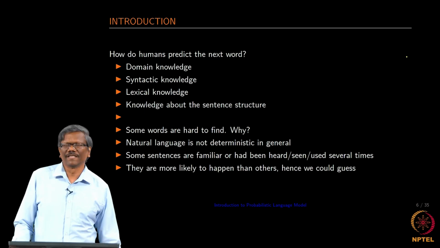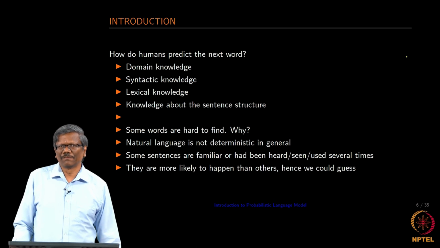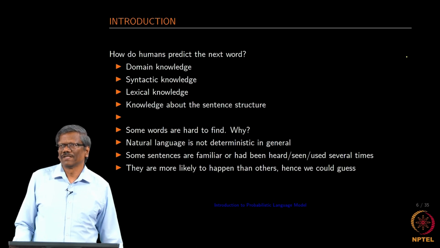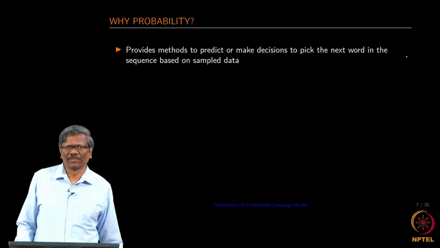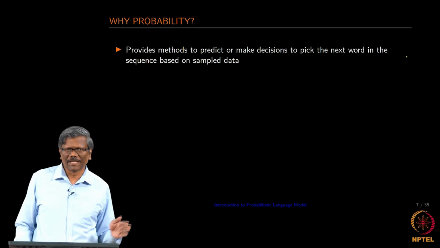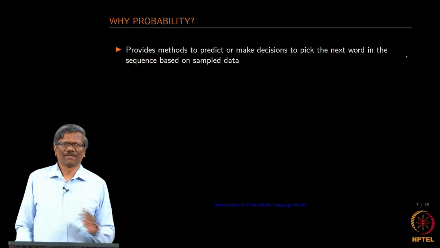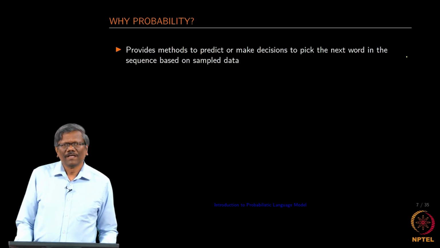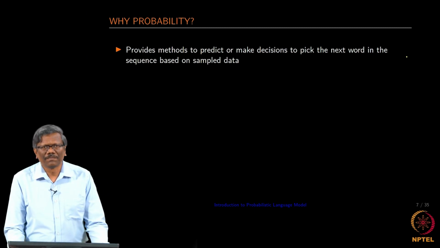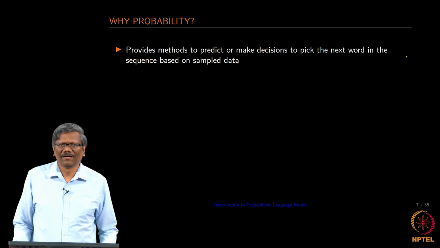So, these are the terminologies that we would continue to use from now onwards. I am not going to be getting into the details of the probability theory and so on. I am going to be only covering what is essential for the language model. As I mentioned earlier, it gives you some mechanism to make a decision.